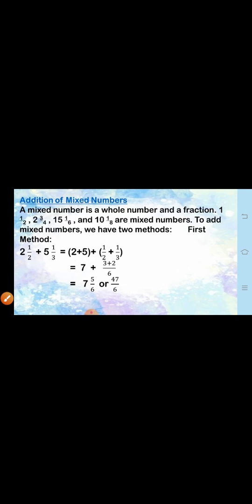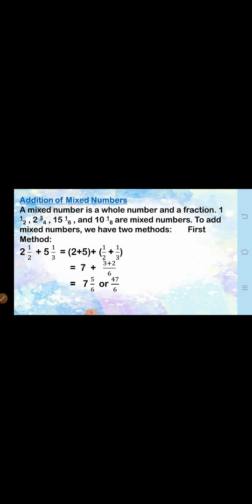And then, okay, so addition of mixed numbers. Okay, so natapos na po tayo sa addition of similar fractions. When adding the similar fractions, we will have to add all the numerators and then retain the denominators. And then when adding the dissimilar fractions, we will have to use the cross multiplication since yung denominator po is hindi po the same. Okay, so let's go to addition of mixed numbers.